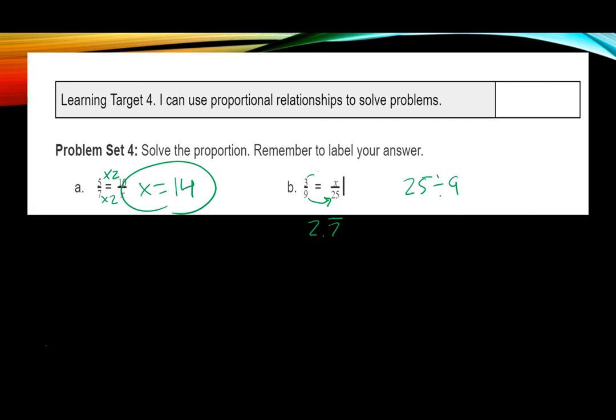So I'm going to multiply my 3 by 2.7 repeating as well. And that gives me x equals 8.3 repeating, or 8 1/3. So that's what x would give me.